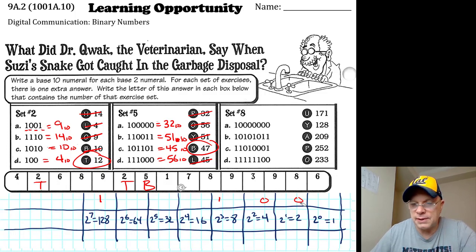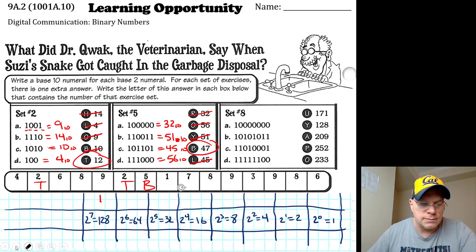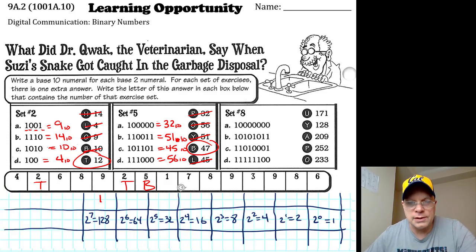Oh, I just realized something. I can erase without having to worry about erasing the blue because I already locked in the blue. All right, so if I have 128 and nothing else, that's just 128. 2 to the 7th power.